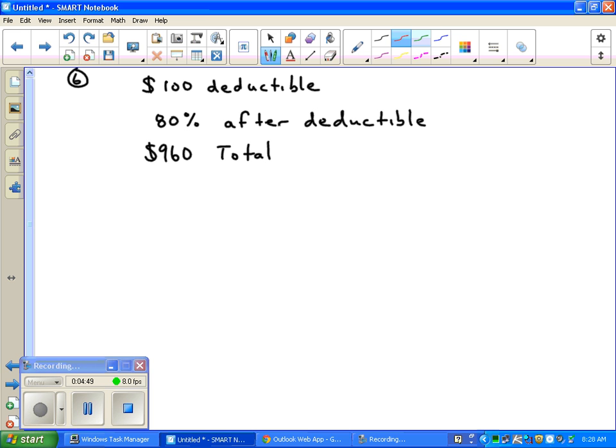Number 6 says she has a $100 deductible. They'll pay 80% after she meets the deductible, and it's $960 total for the year. So she has $960. She has to pay 100 of it herself. Then the insurance company is going to pick up 80% of the rest of it. So 0.80 is how it's written, times 960 minus $100.